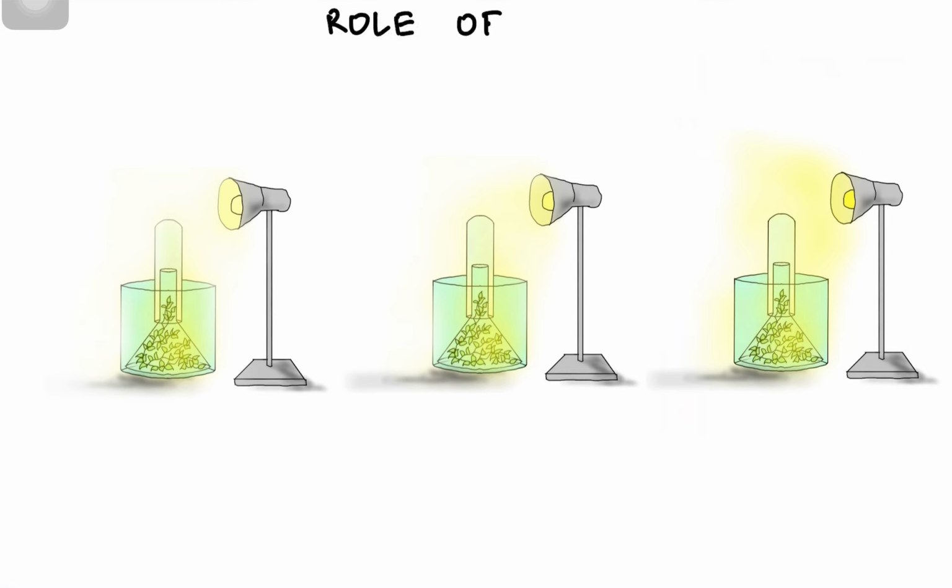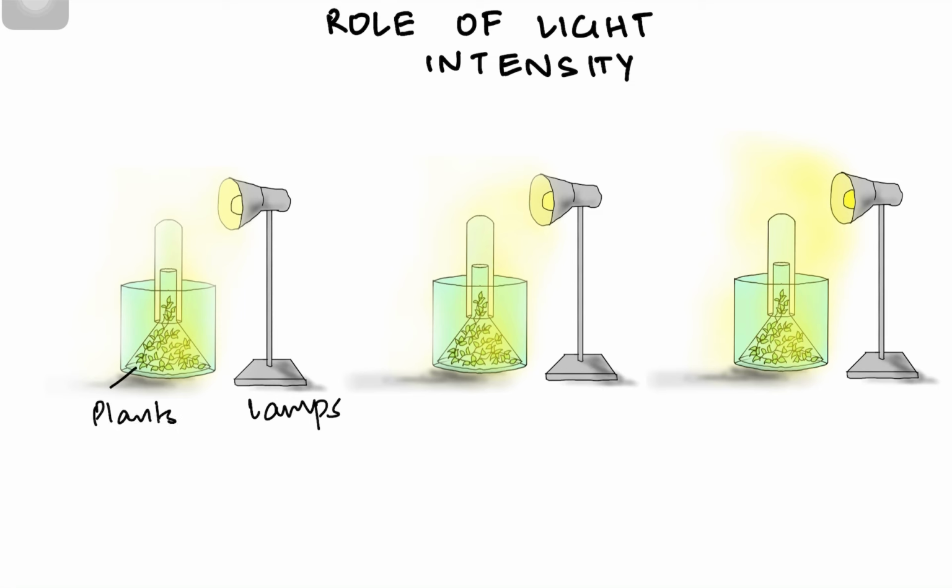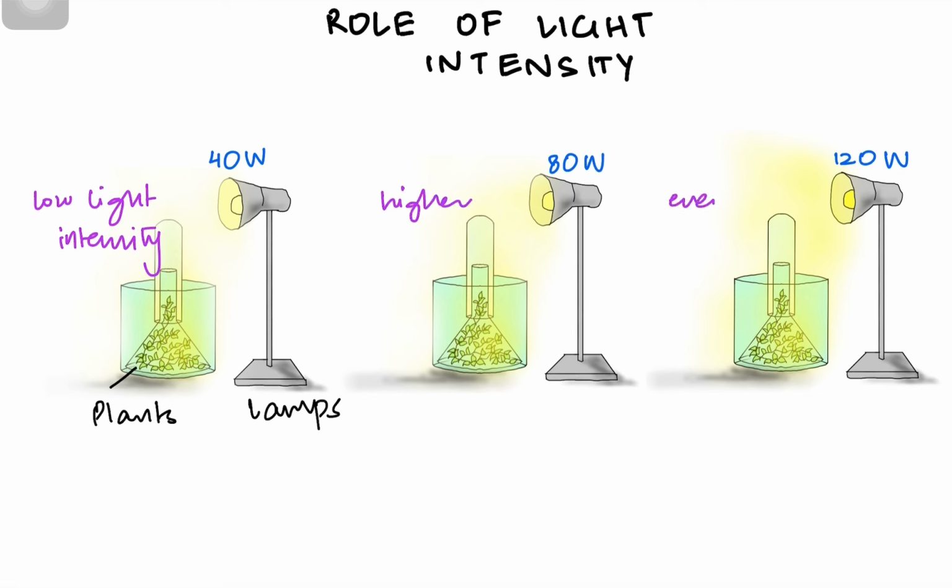Imagine three different pieces of apparatus. I'm going to talk about the role of light intensity here. So these three different apparatus have three different light bulbs. These lamps are placed at the same distance each time. The plant is exactly the same, but you can clearly see in the diagram, the one on the left and the one on the right have different light intensities because the power of the bulb is different. A 40 watt bulb provides lesser light intensity. An 80 watt bulb provides a higher light intensity and a 120 watt bulb provides even higher light intensity.